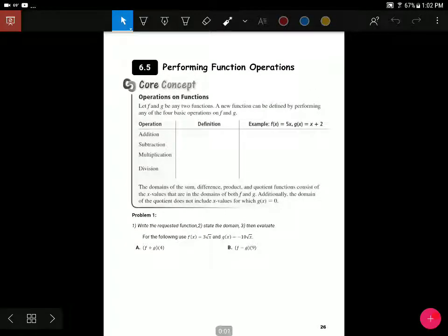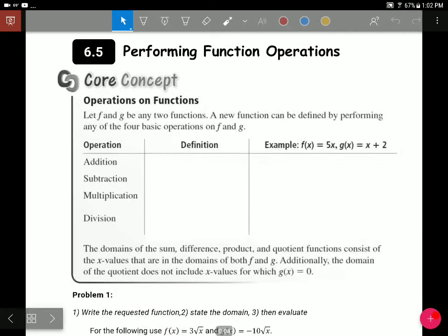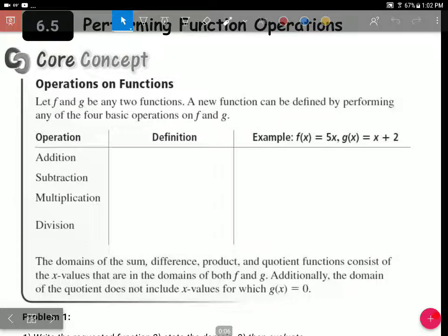Anyways, here we go. 6.5, performing function operations. Okay, today is easy. Function operations are things like, hey, I got this equation, I got this equation. What happens when you add them together? And stuff like that. So today is actually pretty easy.